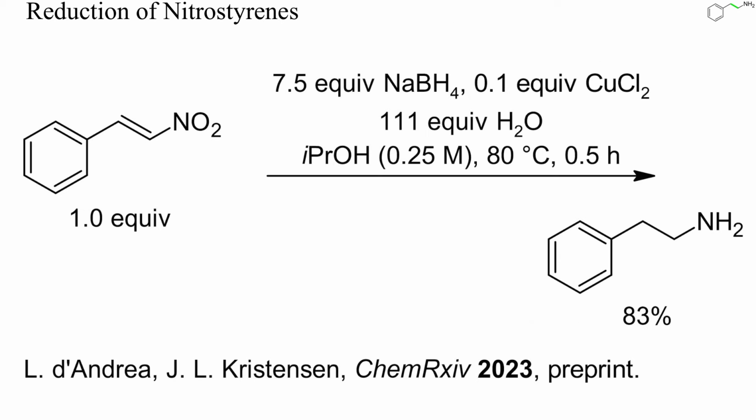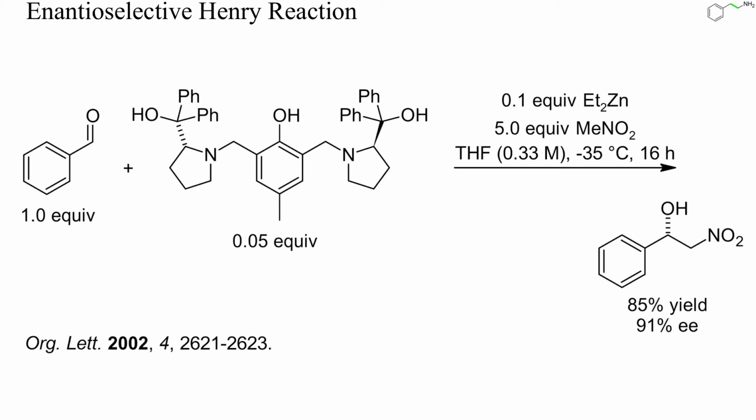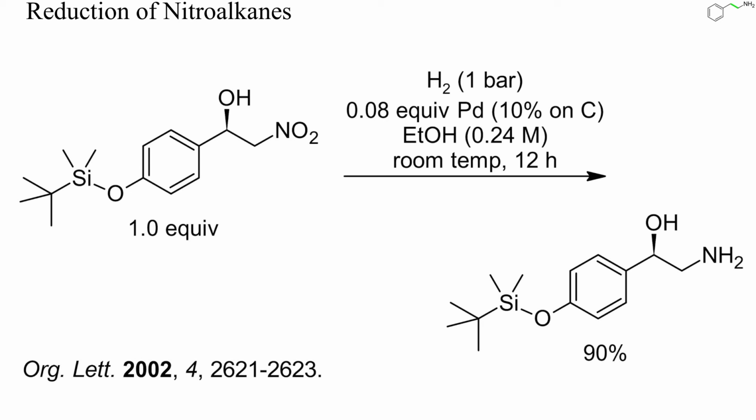A newer reduction method is treatment with an excess of sodium borohydride and a catalytic amount of copper chloride. Catalytic hydrogenation can also be successful, but may require careful optimization. Treatment of benzaldehydes with nitromethane under milder conditions yields nitroalcohols in the so-called Henry reaction. Many stereoselective variations of this reaction have been reported, as for instance this one. These alcohols can be reduced either to amino alcohols or to phenethylamines.